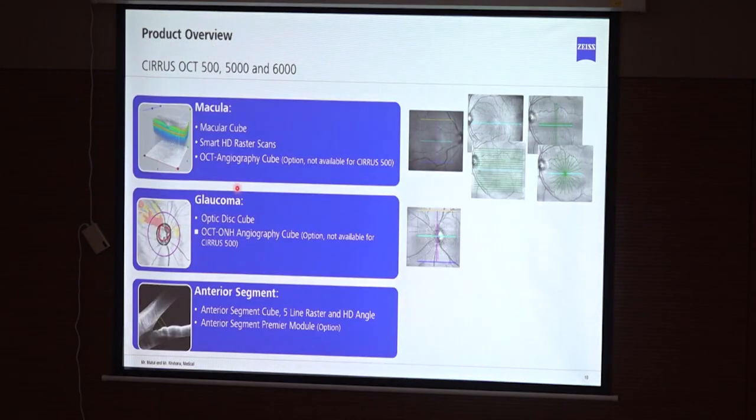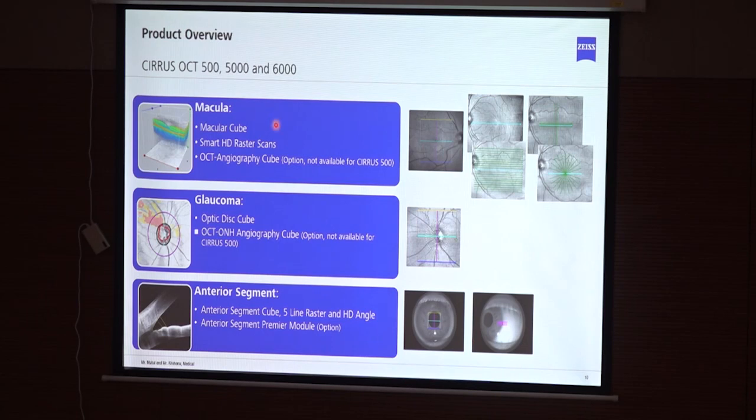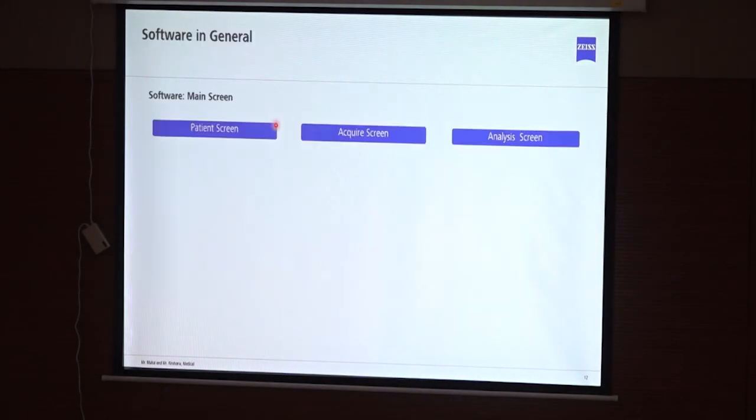So OCT will help you in a case of macula with the macular cube, HD raster scans, and OCT angiography. In a case of glaucoma, we have an optic disc cube and OCT angiography in the case of the ONH. In the ONH we have different parameters like perfusion density and flux index that will help you see the progression of glaucoma. Another one is the anterior segment. You can see the cornea and the corneal thickness, the pachymetry, and the epithelial thickness.